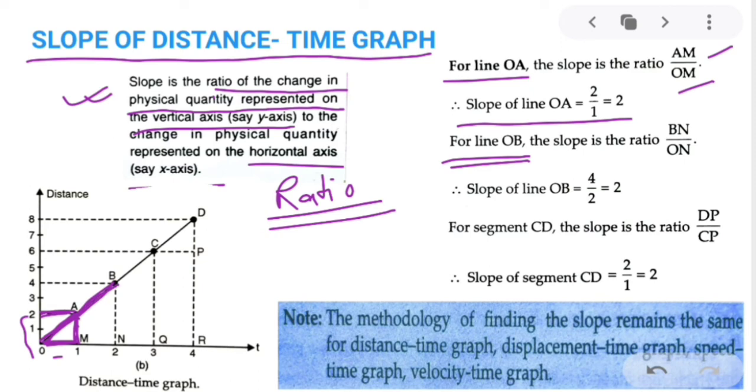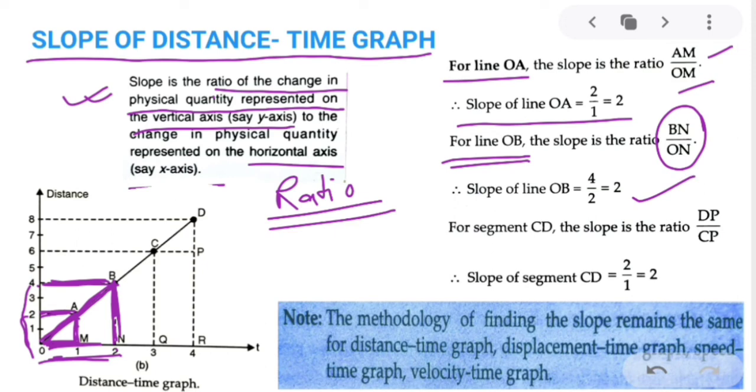Now see for OB, in the same way, from O to B, the slope is BN divided by ON, because a rectangle is formed. BN divided by ON is the slope. And BN is what? BN means 4 units, here you see BN is 4 units up to here. This 4 units divided by ON. ON is 2 units. So 4 by 2 is 2. Okay, so the slope of OB is 2.